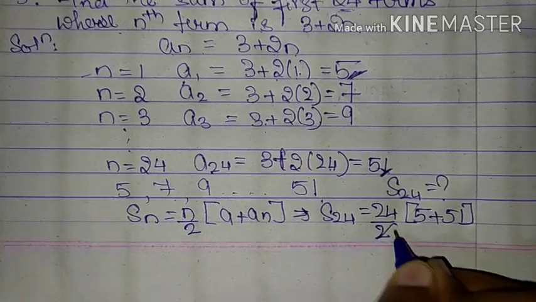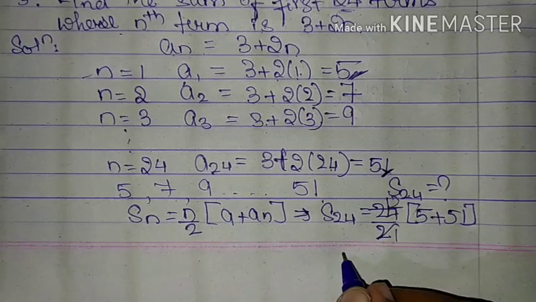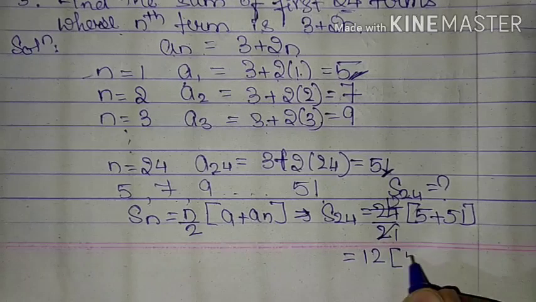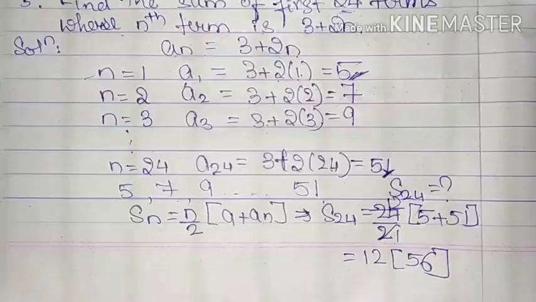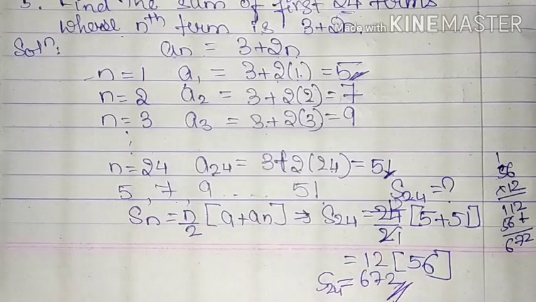So 24 by 2 is 12, which is 12 into 56. Therefore, the sum of first 24 terms of our given arithmetic progression is 672.